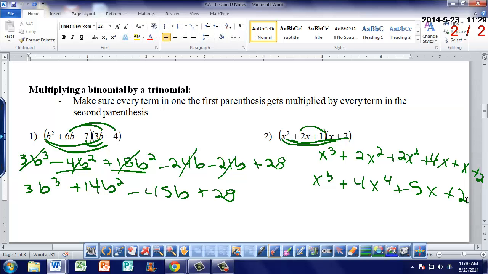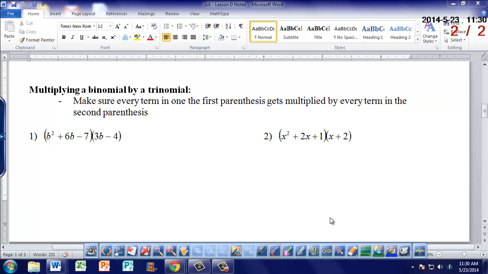Now, on to the fun part, factoring. This is a review of freshman year. Okay. Oh, wait, never mind. I'm not on factoring yet. I still have to do some more multiplication.